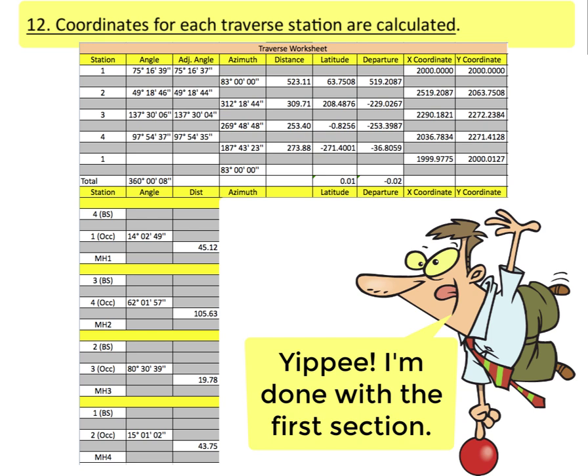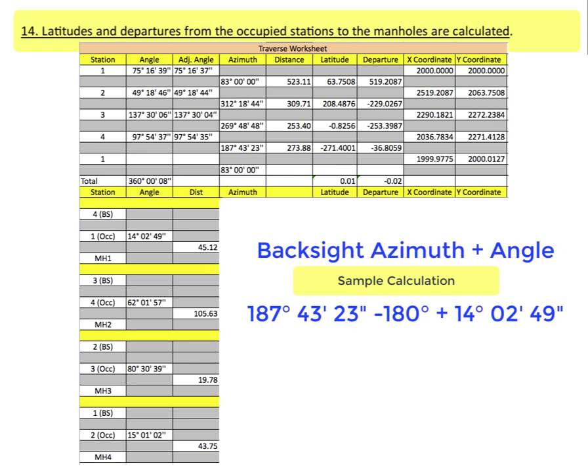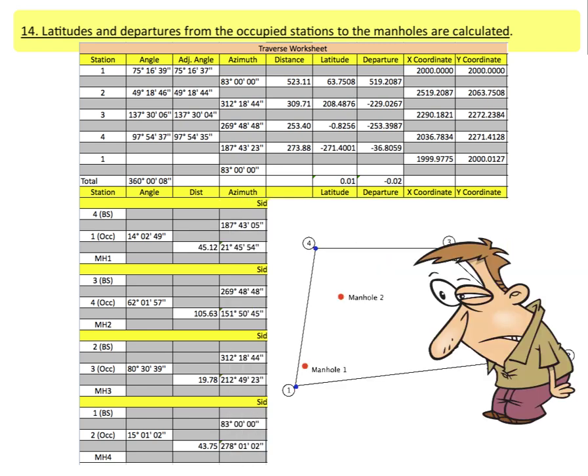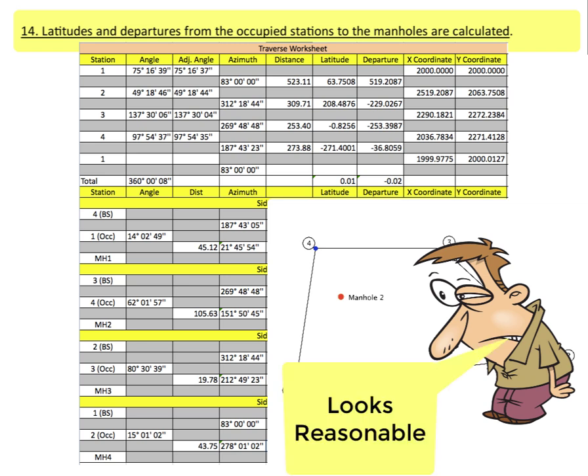The calculations for the side shots can now begin. Azimuths are calculated by obtaining the azimuth from the occupied traverse station to the backside traverse station and adding the angle observed at the traverse station that was measured to the manhole. Compare the calculated azimuth to the diagram to see if the azimuth that was calculated appears to be reasonable.